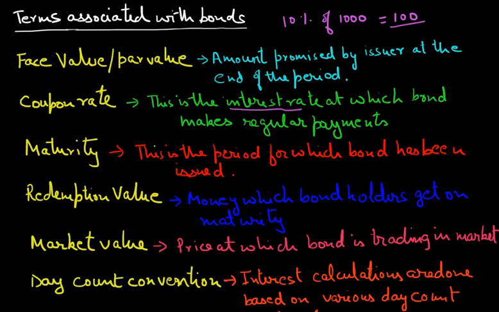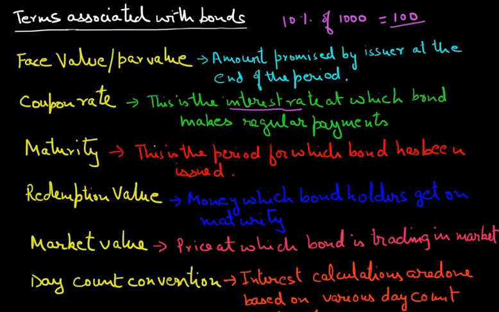Now what is maturity? Maturity is the term period of that bond. So in the same example, when company X issues those bonds for 3 years, we say that 3 years is the maturity period for that bond. Now what is a redemption value? Redemption value is the money which bondholders get on maturity. So you can say that it is the same as the face value or the par value which the company will pay.